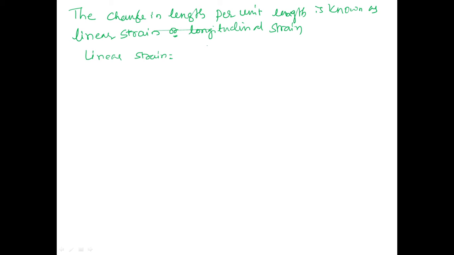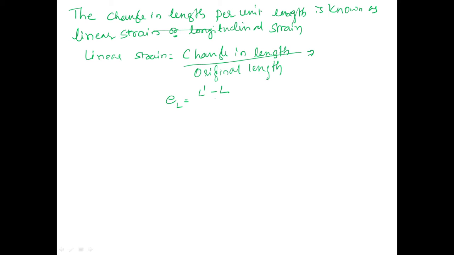Linear strain is equal to change in length to original length. Now, if you go on for a longitudinal stress or linear stress, what is the change in length? L dash is the final length minus original length, which is the change in length, divided by original length. This is equal to Delta L by L.